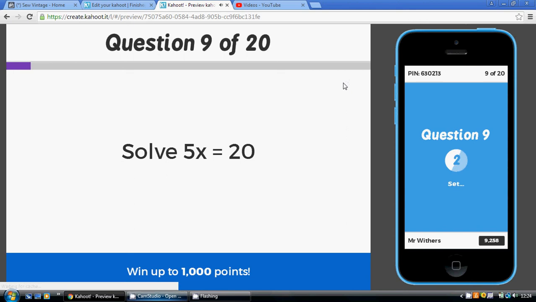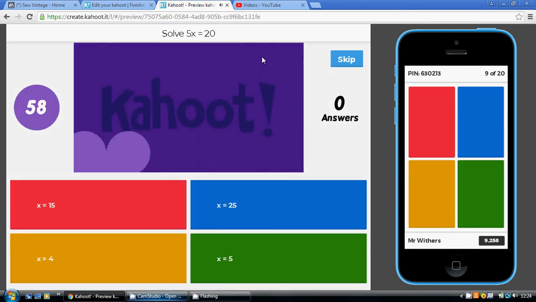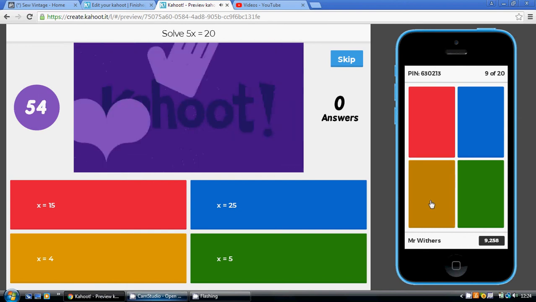Right, 5 times what gives you 20? Remember, 5x means 5 times x. 5 fours are 20, so that's the gold answer.